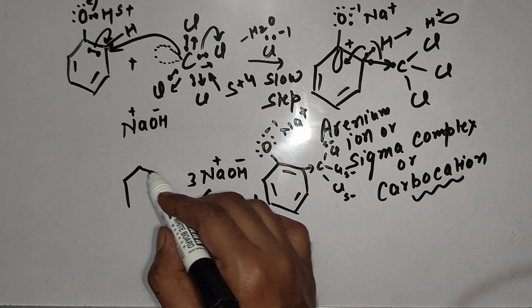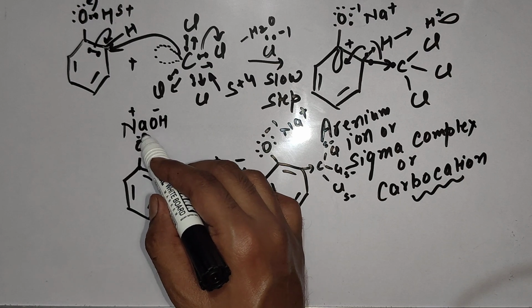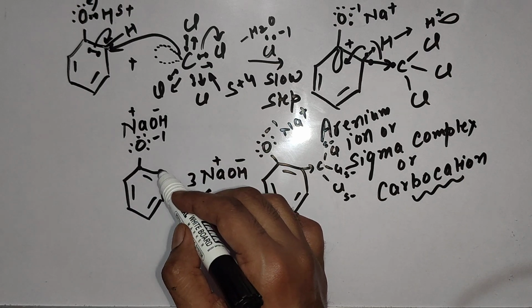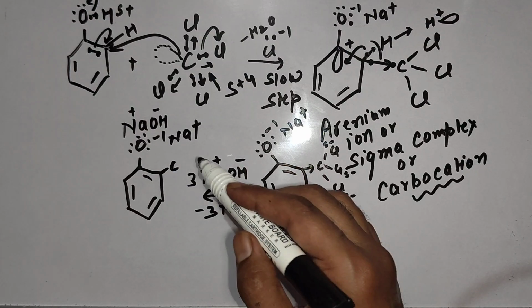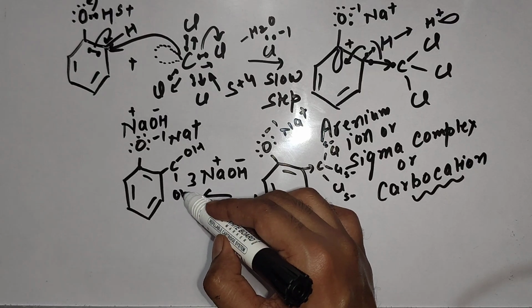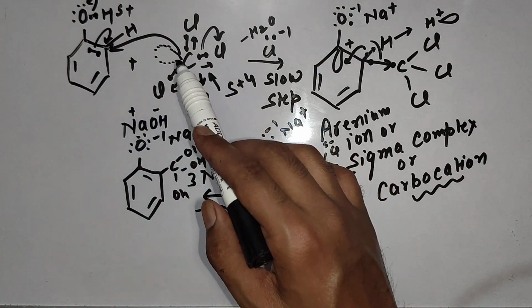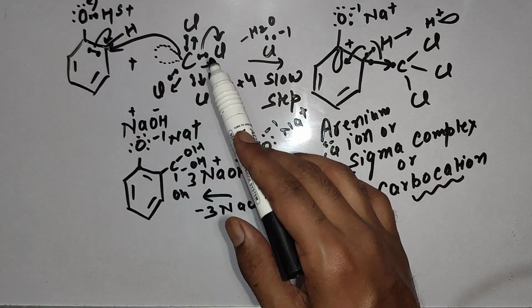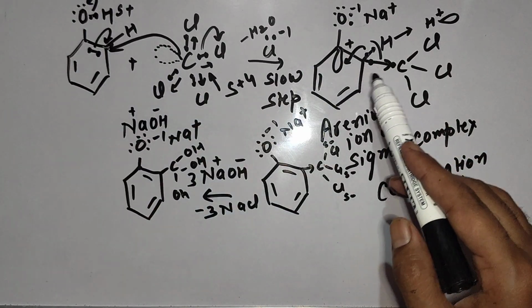So when you replace all the 3 chlorines by OH groups, here we will have 3 OH like this. Please check. Simple. Carbon is an electrophile attacking on the ortho position. Up to here you know how to join them.